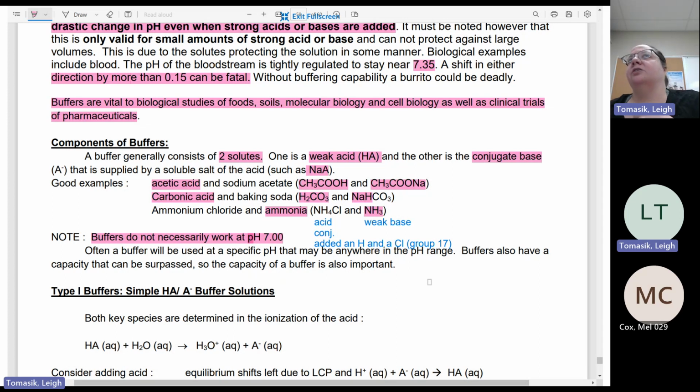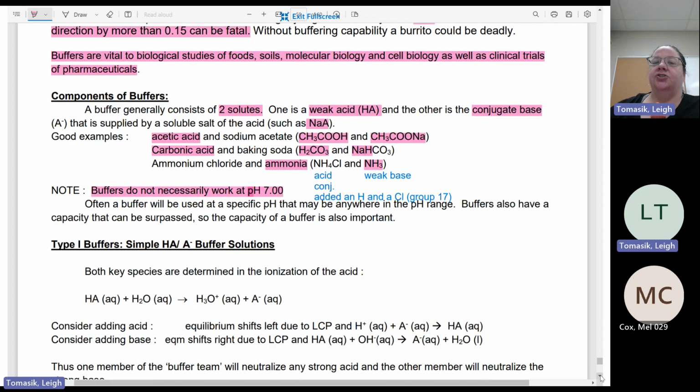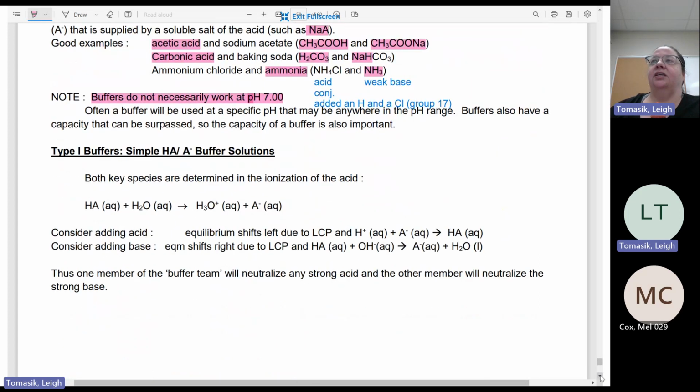So this buffer solution, depending on how much acid and how much salt we have, can prevent a big pH change until the buffer components are used up, right? So it won't work indefinitely, but it will work for a long time to keep the pH the same. Eventually, you're going to use up one of your buffer molecules, and the pH after that will increase or decrease, depending.